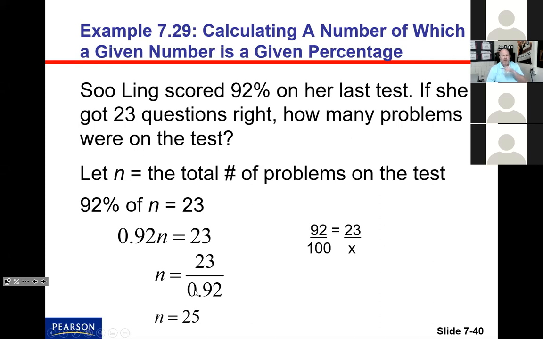So it doesn't matter to me which way you do it. You have to pick the way that you understand the most, right? This one is the word problem way. When you see "of", it's multiplication. This one is the proportion way. Either way works fine.